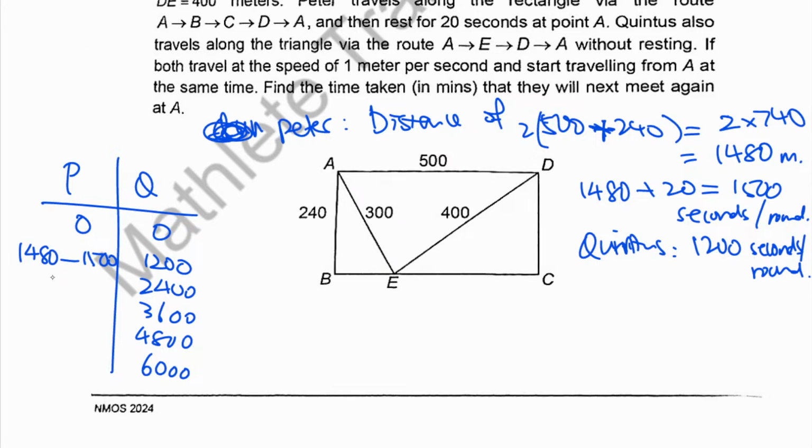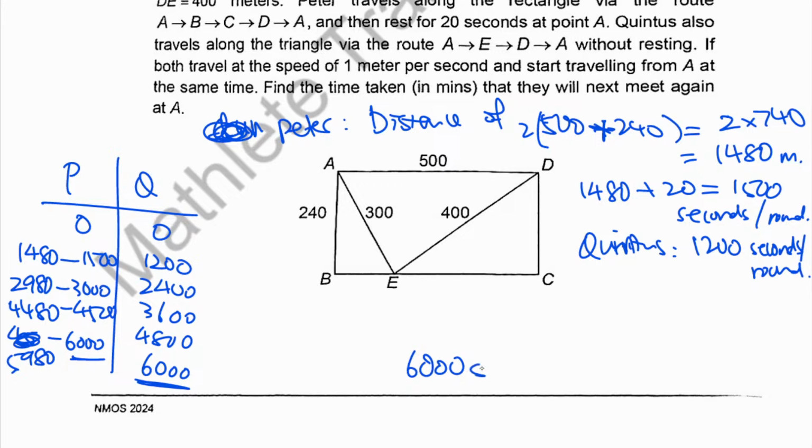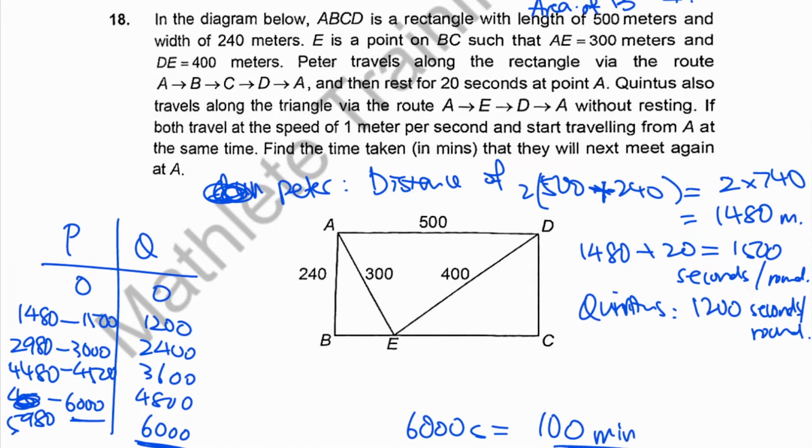Okay, then this means that Peter will next be at A from 2980 to 3000, and then 4480 to 4500, and then 5980 to 6000. Okay, so they will next meet at 6000 seconds. So 6000 seconds is equal to 100 minutes. So that's question number 18.